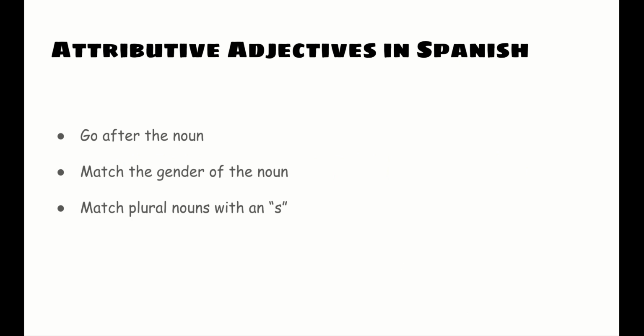So in summary, adjectives in Spanish, when they're in the attributive position, go after a noun, and they need to match the gender of the noun, whether it's masculine or feminine, and they need to match with an S if the noun has an S and is plural.